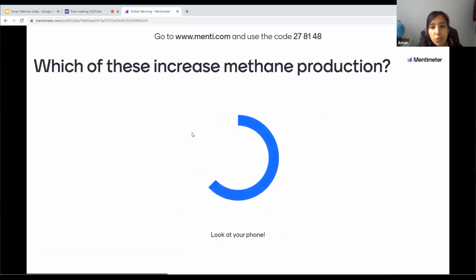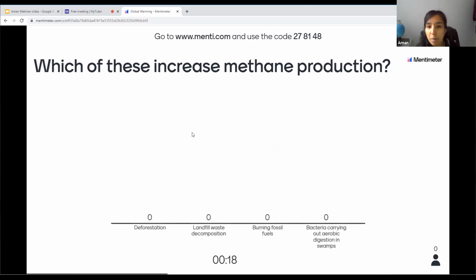Which of these increase methane production? So you remember methane is a greenhouse gas. Is it deforestation, landfill waste decomposition, burning fossil fuels, or bacteria carrying out aerobic digestion in swamps? So this one's a bit tricky, but have a go.